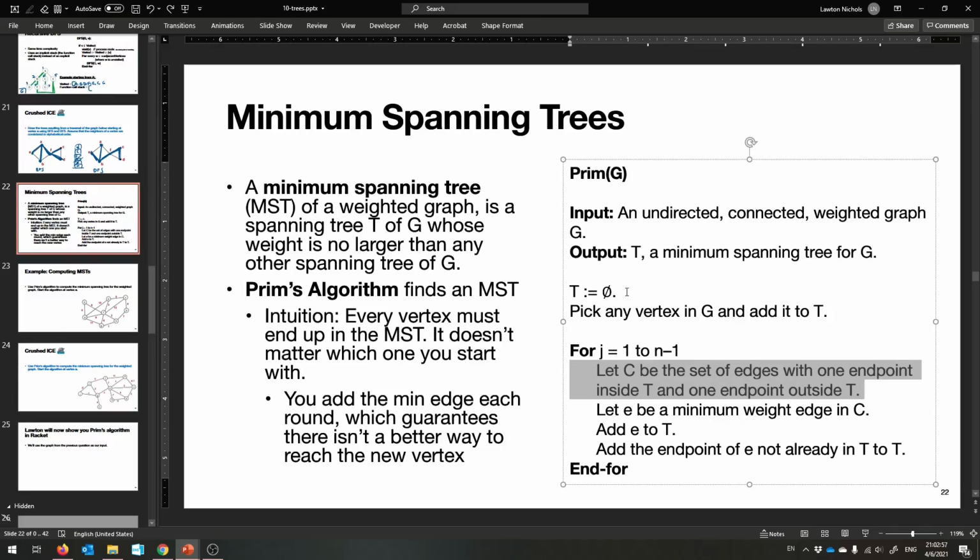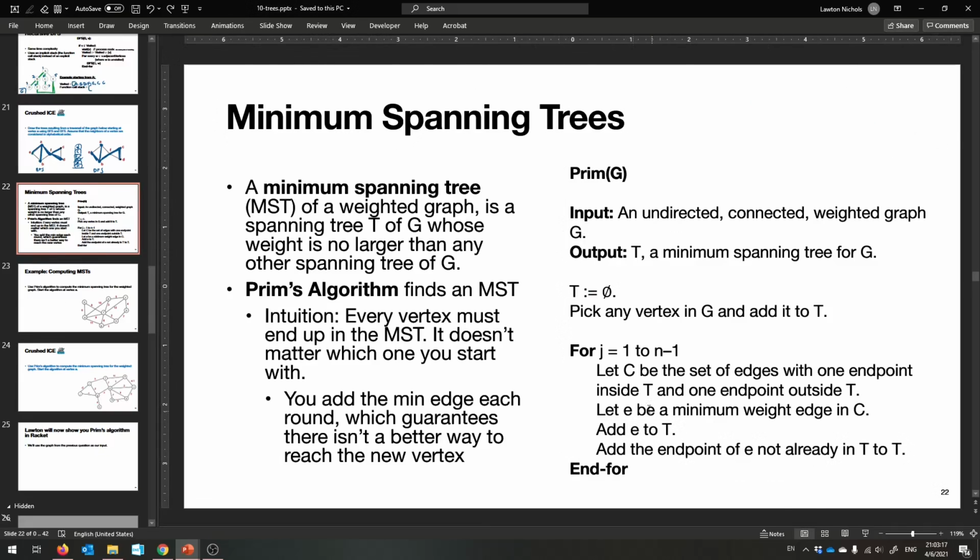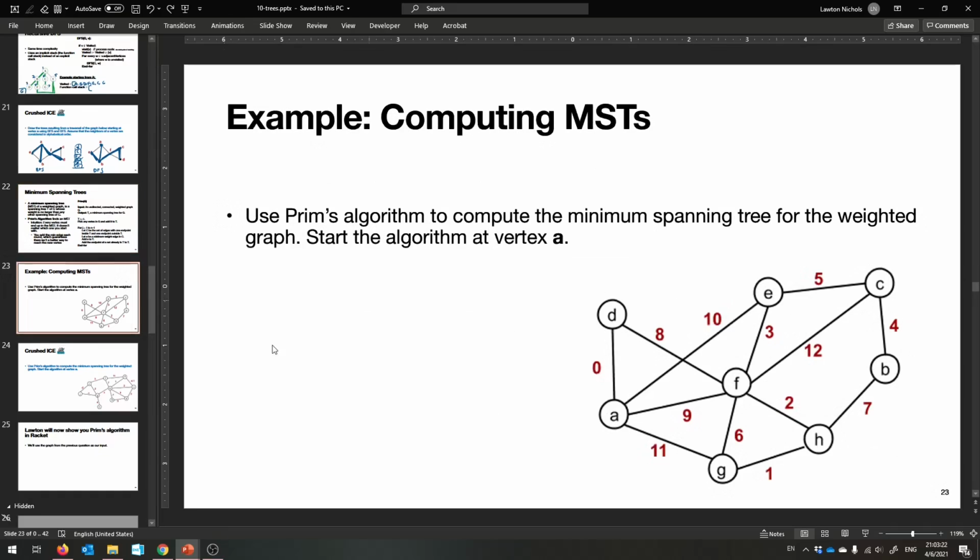Because it's going to try and add vertices one at a time. And as long as it keeps adding the minimum weight edge of all the ones that it gets to choose from, that is the one that you put in your spanning tree. That's all you have to do. It's a very simple algorithm. It's a bit harder to explain why it's computing the minimum spanning tree, but hopefully the intuition makes sense. So that is the idea, and let me show you an example of computing these minimum spanning trees now. Are you ready? So what we're going to do is start at A for this graph, excuse me, and compute the minimum spanning tree.